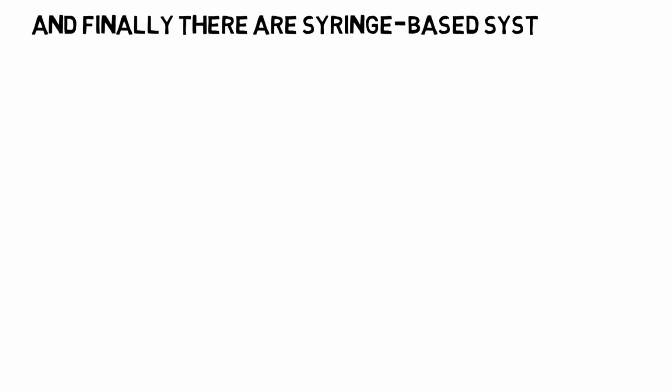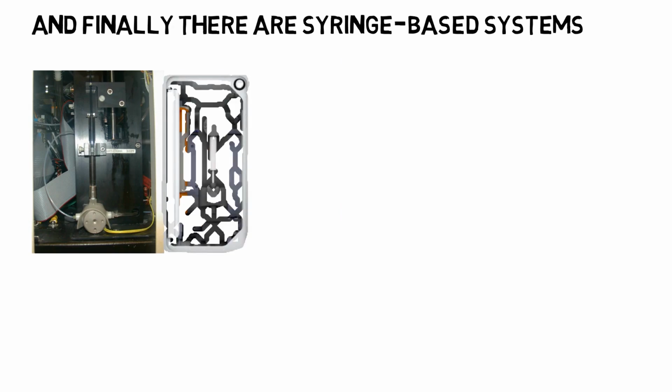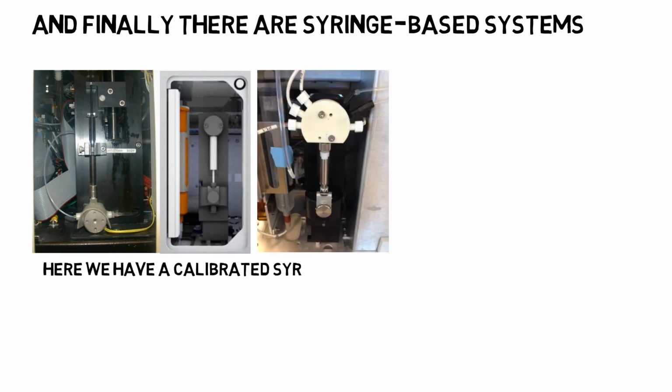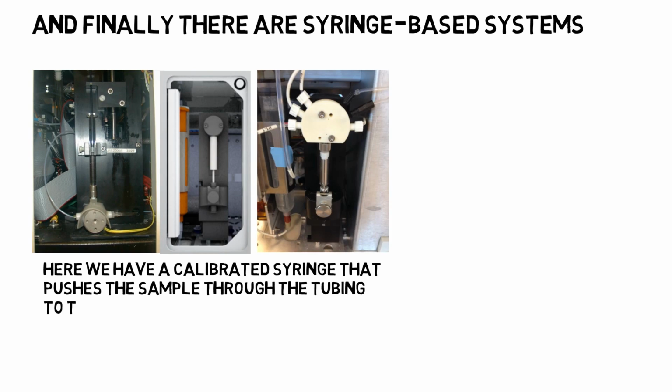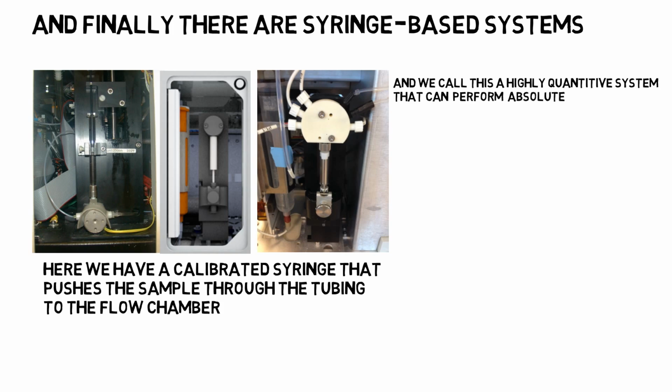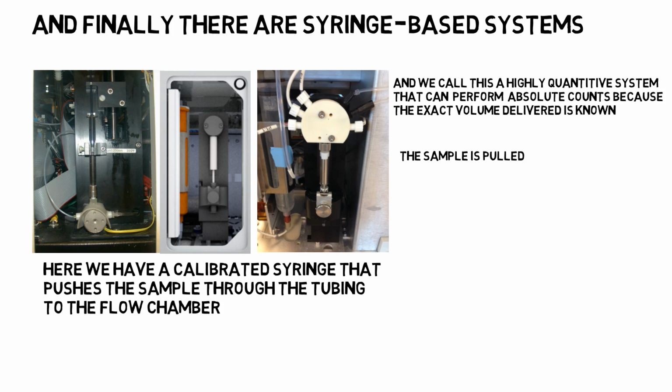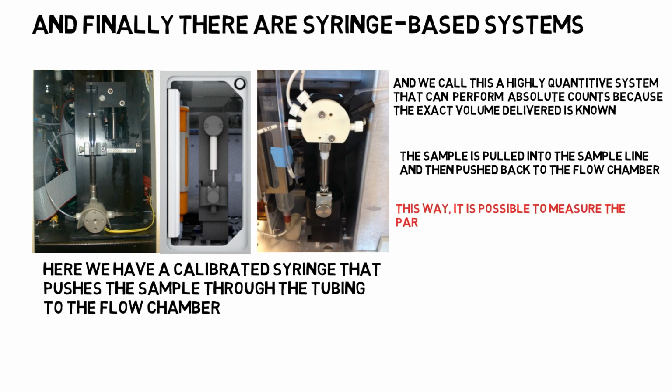And finally, there are syringe-based systems. In a syringe-based system, we have a calibrated syringe that pushes a fixed sample through the tubing to the flow chamber. These are called highly quantitative systems that can perform absolute counts because the exact volume delivered is known. In these systems, the sample is pulled into the sample line from the sample tube and then pushed back into the flow chamber. In this way, it's possible to measure the particle number in the fixed volume of sample, and we call this absolute counting. Now we know how the sample is physically delivered to the flow chamber.